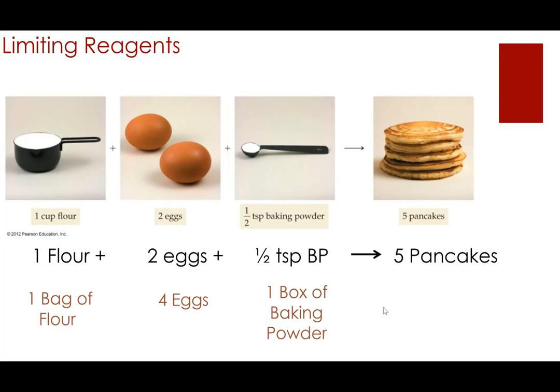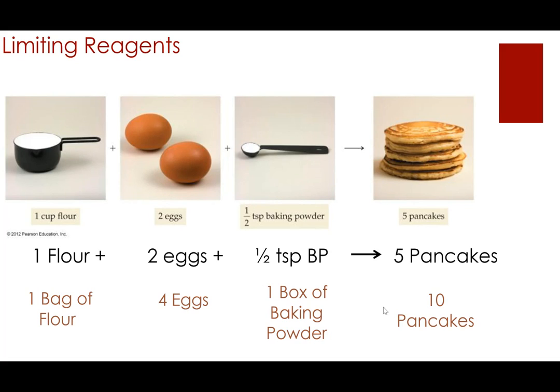Well, with a bag of flour, I can make a gazillion pancakes, right? And with a whole box of baking powder, I can make a gazillion pancakes. But the 4 eggs is going to limit that a little bit, huh? So with 4 eggs, the maximum number of pancakes that I can make is 10 pancakes. So what is limiting me from making 11 pancakes or 15 pancakes? Yeah, the eggs are limiting me.